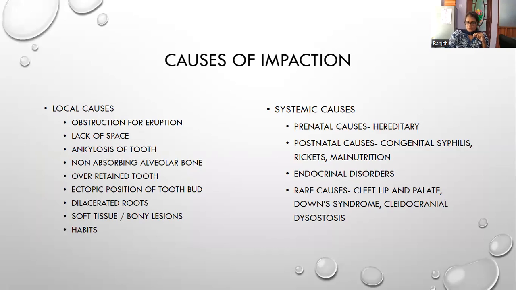Then you have systemic causes. These causes can be either prenatal or postnatal. Prenatal is usually hereditary. And then you have postnatal causes like congenital syphilis, rickets, malnutrition, endocrinal disorders, which includes that of the thyroid, the parathyroid glands. Then you have direct causes like that is associated with a syndrome like Down syndrome or cleidocranial dysostosis, or even cleft lip and palate.